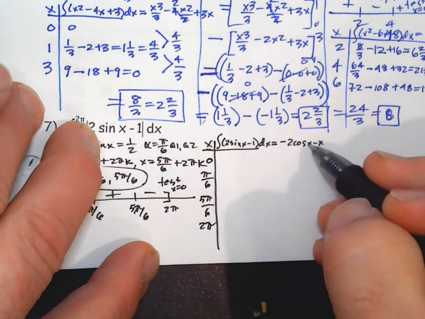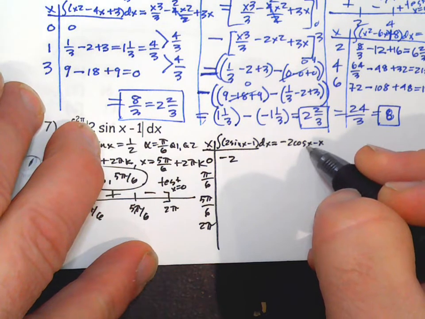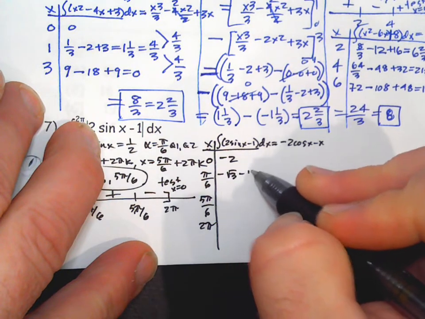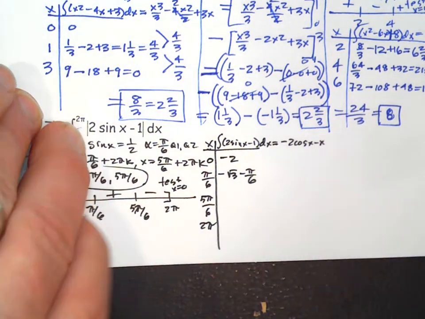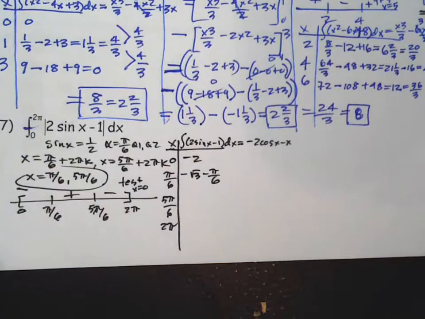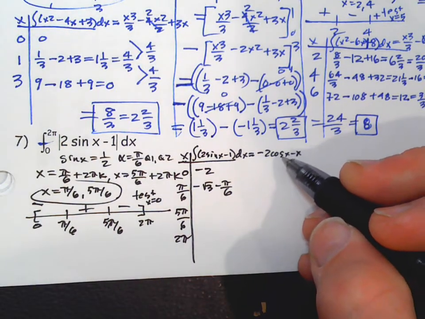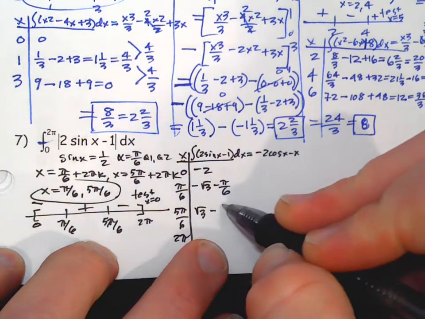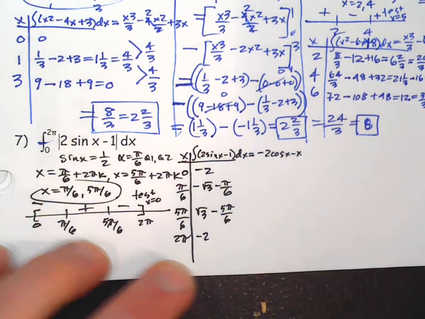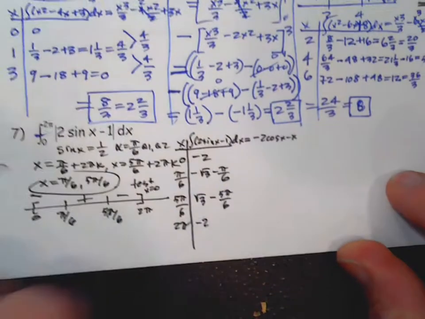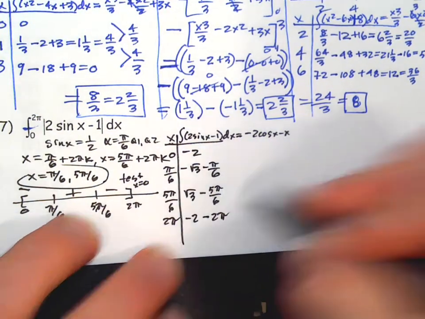So we plug 0 in here, that's 1, that's going to be negative 2, that one's easy. And then we plug pi over 6 in, and cosine pi over 6 is root 3 over 2. So that's going to be negative root 3 minus pi over 6. And then we plug 5 pi over 6 in, and that's going to be root 3 over 2, but it's going to be negative because of quadrant 2, so that's going to be positive root 3 minus 5 pi over 6. And then 2 pi, cosine 2 pi is going to be 1, but there's a negative 2 in front, and then minus 2 pi.